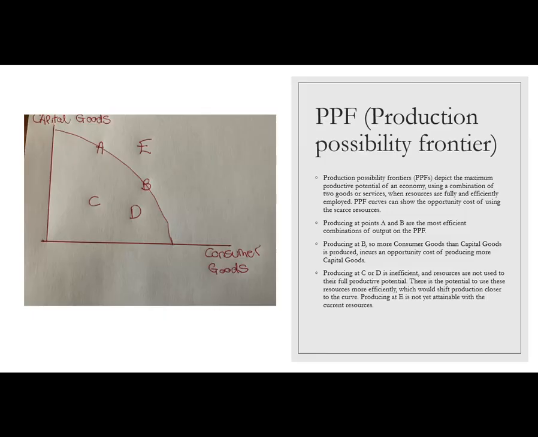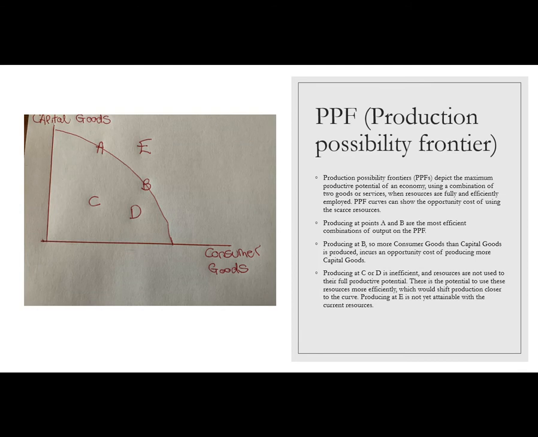Now, another important concept that we talk about in economics quite a lot is something called the PPF, which is the Production Possibility Frontier, or it may be known for you as PPB, which is Production Possibility Boundary, or PPC, Production Possibility Curve. Either way, they're all the same thing. Now, what do they do? Well, a PPF depicts the maximum productive potential of an economy using a combination of two goods or services when resources are fully and efficiently employed, and they can show the opportunity cost of using the scarce resources.